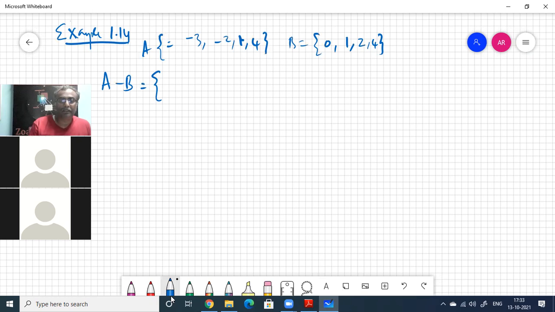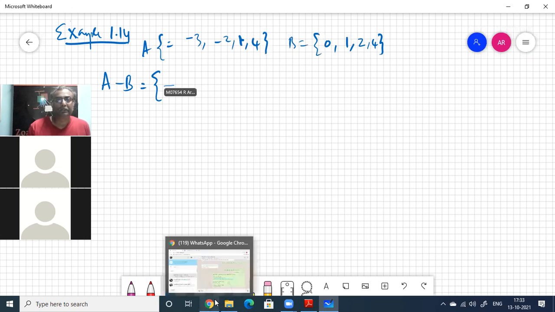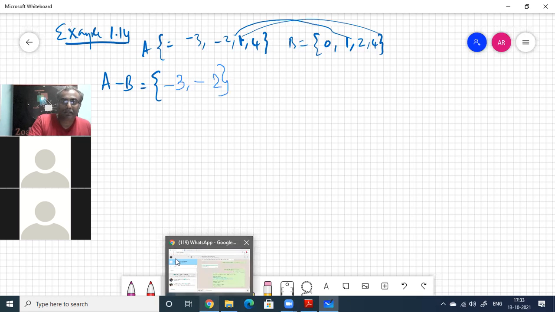Yes, uncle. A minus B is... It must be an element in A, but it must not be in B. Those elements you write down. For each one you tell and do. For A minus B, minus 3, minus 2, uncle. Okay. What about 1 and 4? No, 1 and 4 is found inside. It is there. I'm sorry, it's also there. So these two are already part of B. The definition of A minus B is it should not be an element of B. Okay, correct. Okay, Sandhya, can you do B minus A?